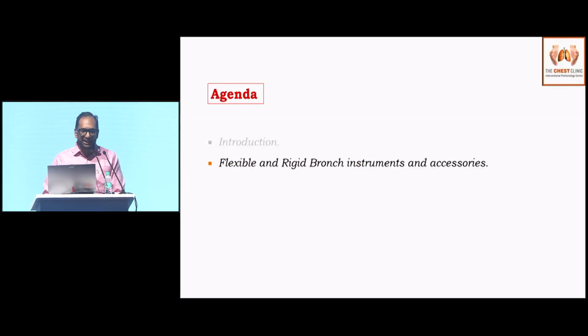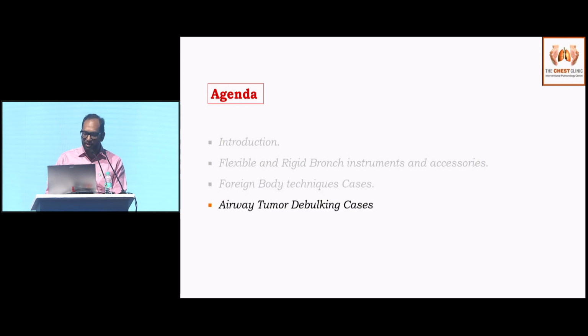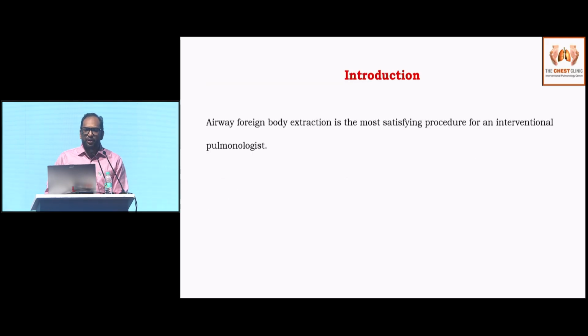So this is what the agenda would be, starting with a brief introduction. We'll discuss the flexible and rigid bronchoscopic instruments and accessories. We'll discuss a few foreign body case examples and very few case examples on airway tumor debulking. So we're going to start with this.